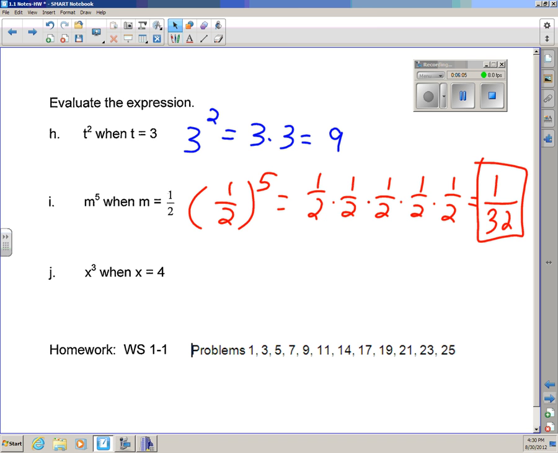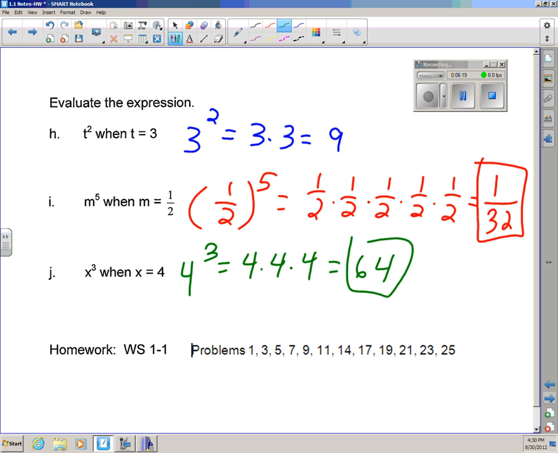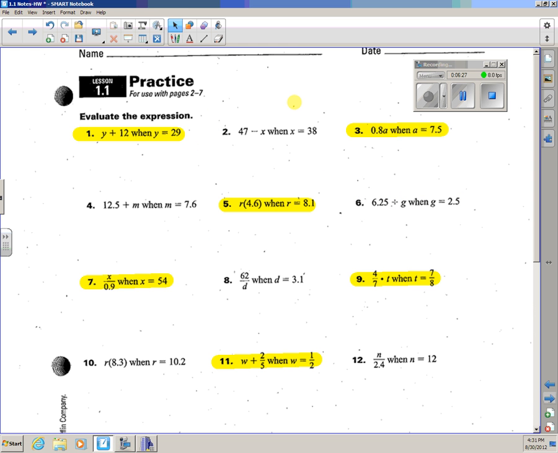And then we've got this next one, x cubed when x is 4. In this case, we've got 4 cubed, which is 4 times 4 times 4, and there we've got 64. So these are some examples that you'll see in this homework tonight. In the homework, you see that there's only specific problems that you're going to be doing. Okay, and that homework is attached here. So it's nice if you can show some of your work here.